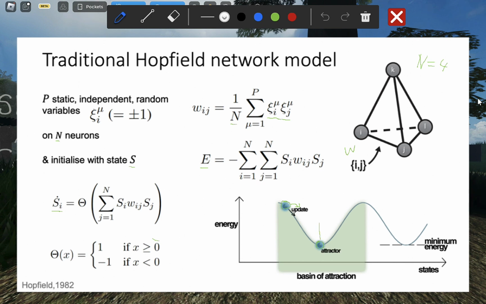And ideally, though not always, the bottom of these basins will be our memory patterns, these ones over here. But they might not be. It's not a guarantee. And I'll explain more about that in a moment.